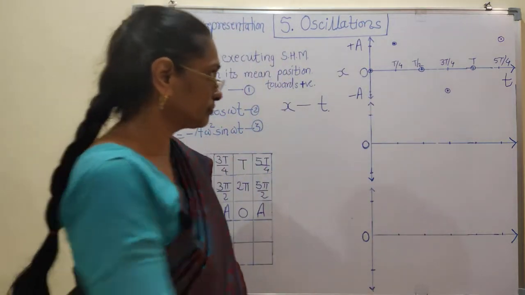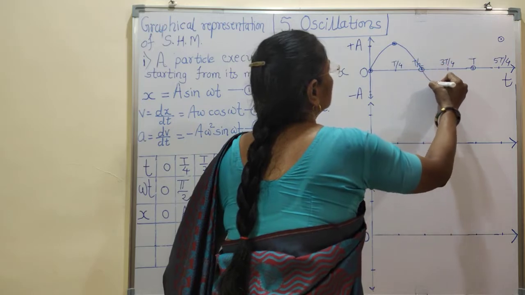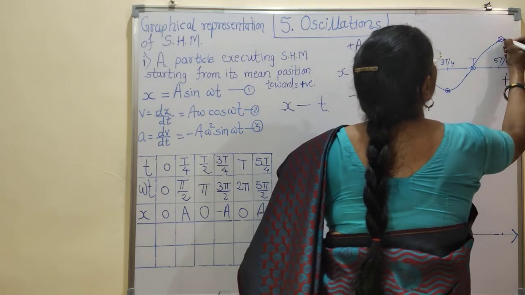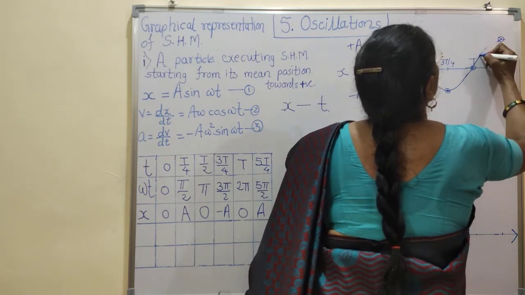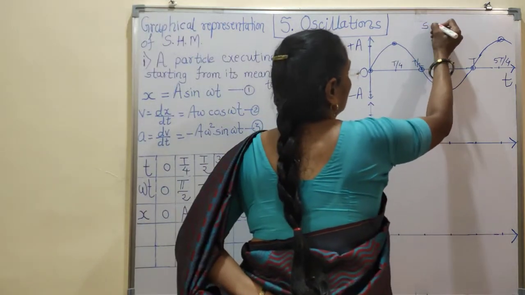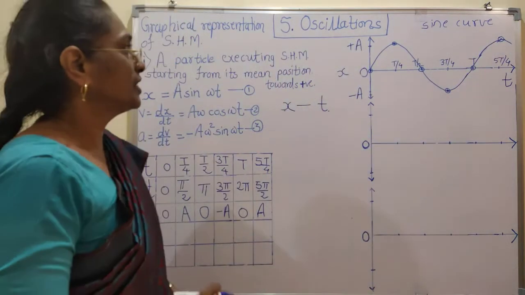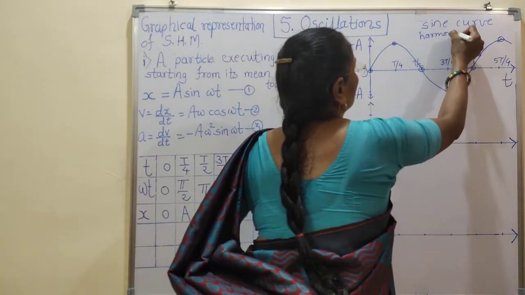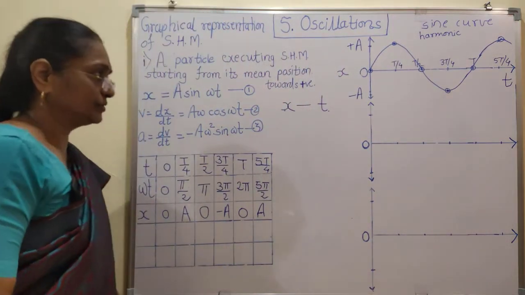Then the graph or curve can be joined like this. It is called a harmonic curve, or it is also called a sine curve, because it gives sine variation. It is also called a harmonic curve, but mostly it is called the sine curve, sinusoidal variation like this.